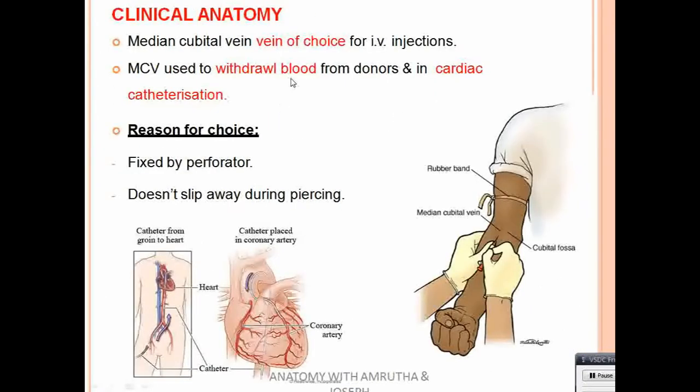Now the median cubital vein is the vein of choice for intravenous injections. It is used to withdraw blood from donors and in cardiac catheterization. So this is used for all these clinical purposes. That's because the median cubital vein is almost stable, since it has perforators which pierce the bicipital aponeurosis and connect to the deep veins. Those perforators make this vein stable while performing these clinical applications.